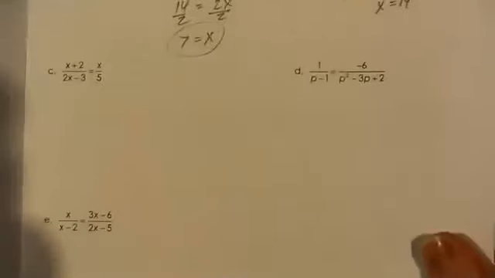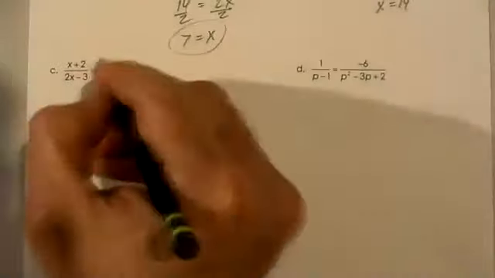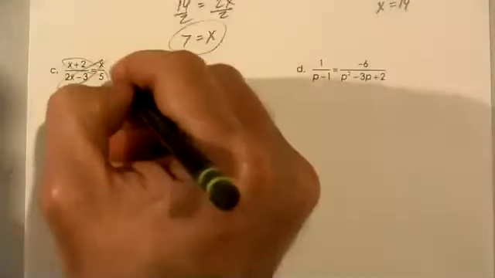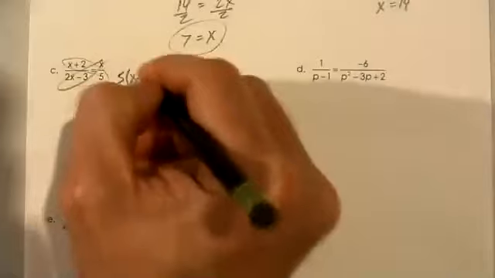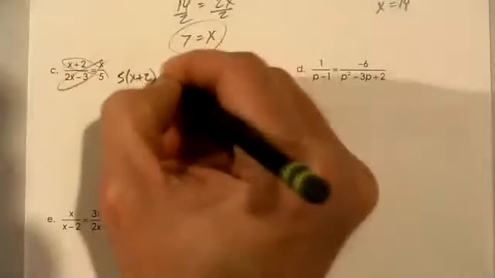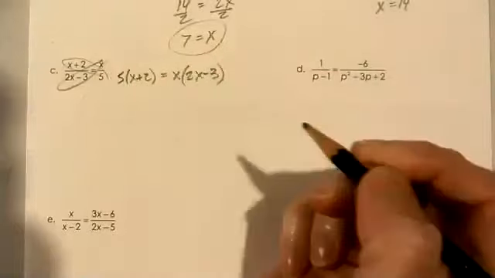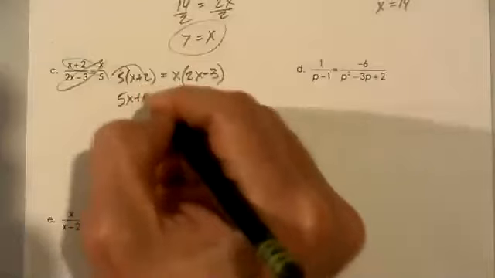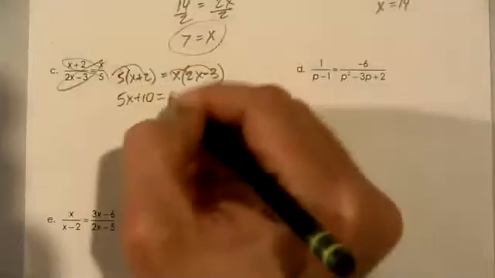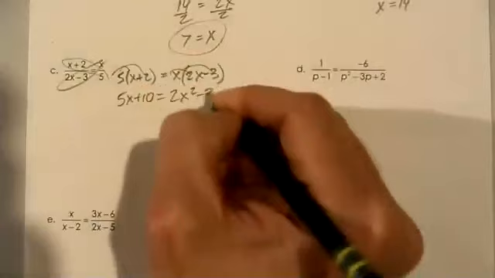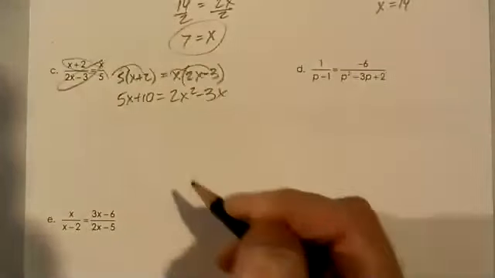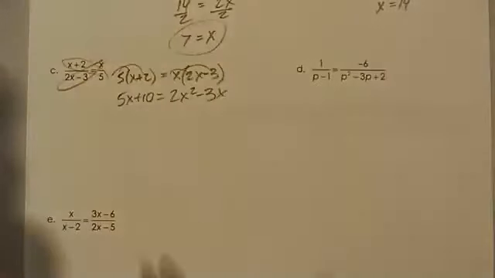Letter C, again, we're going to cross multiply. So we get 5 times x plus 2 and x times 2x minus 3. 5x plus 10, 2x squared minus 3x.